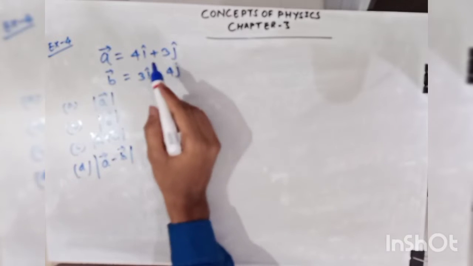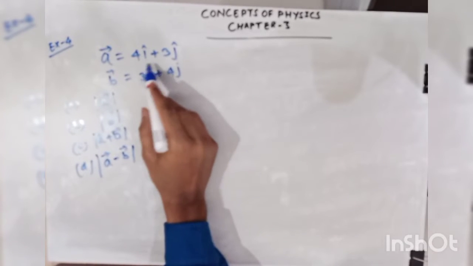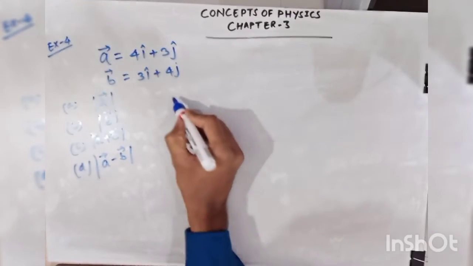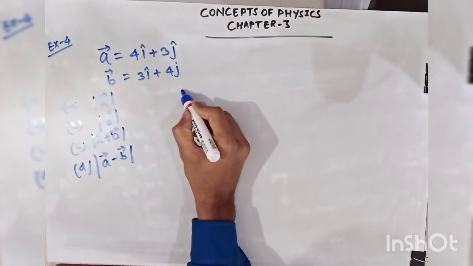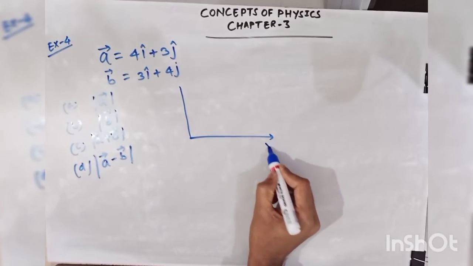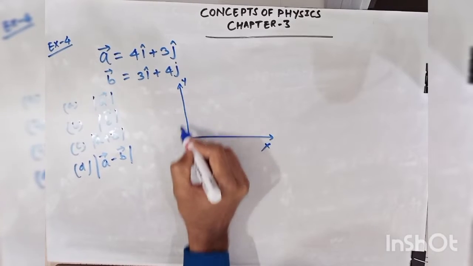So both vectors are like this. Okay, so let me draw. If I represent these two vectors on the x and y axes, how will they look? So this is the x-axis, this is the y-axis, and this is the origin.